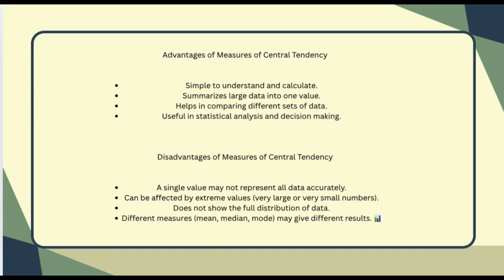Disadvantages of measures of central tendencies. They may not represent all data accurately. A single value cannot describe the entire set perfectly. Affected by extreme values, especially the mean can be disturbed by very high or very low numbers. Example, one very high mark can increase the average unfairly. Not suitable for all types of data. Mean cannot be used for categories like eye color or favorite fruit. Median and mode may be more useful there.